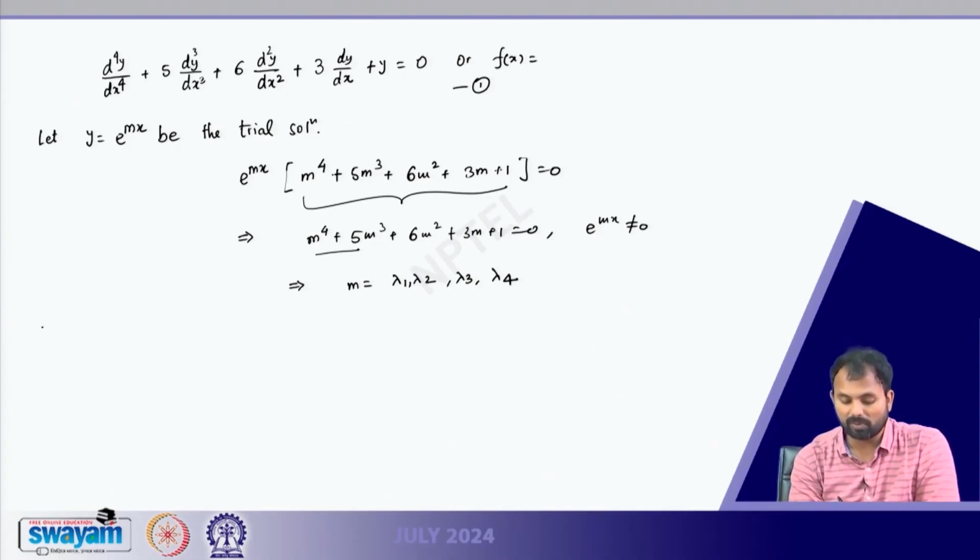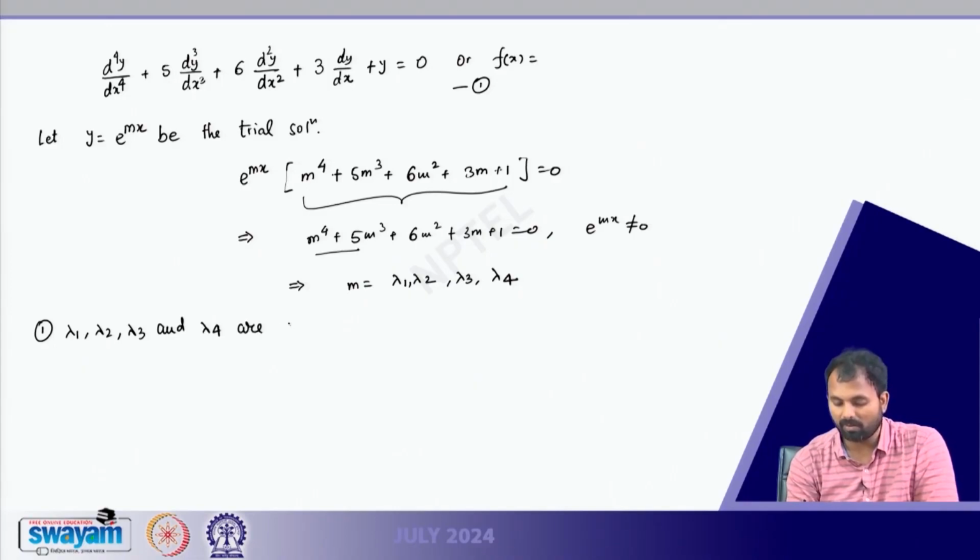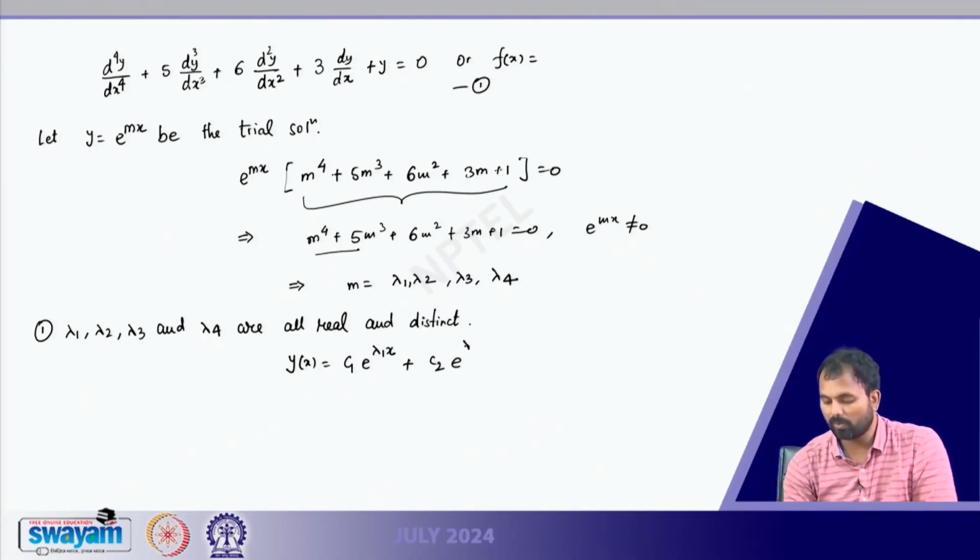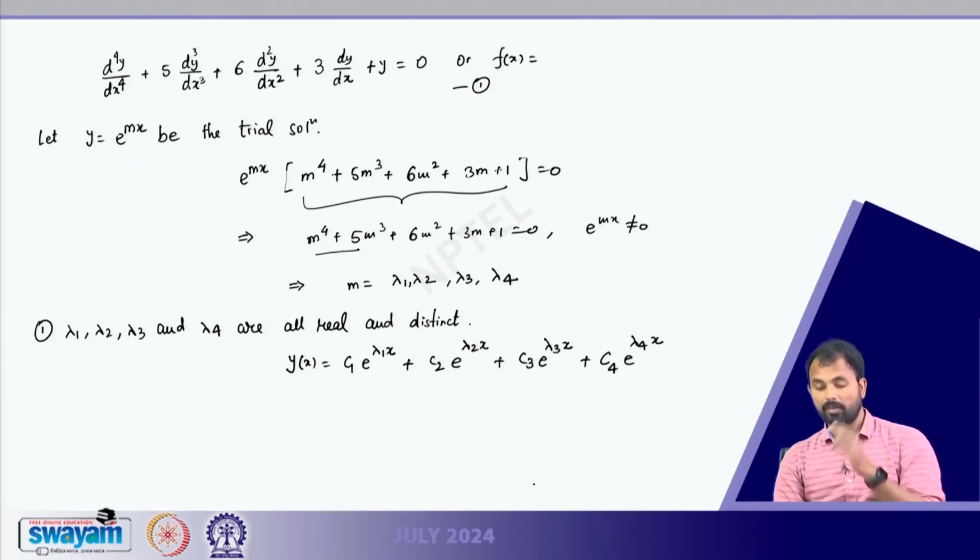Now, if all of them are distinct and real, so the first case is lambda 1, lambda 2, lambda 3 and lambda 4 are all real and distinct. Then the solution y(x) will be given by c1 e to the power lambda 1 x plus c2 e to the power lambda 2 x plus c3 e to the power lambda 3 x plus c4 e to the power lambda 4 x, if all of them are distinct.